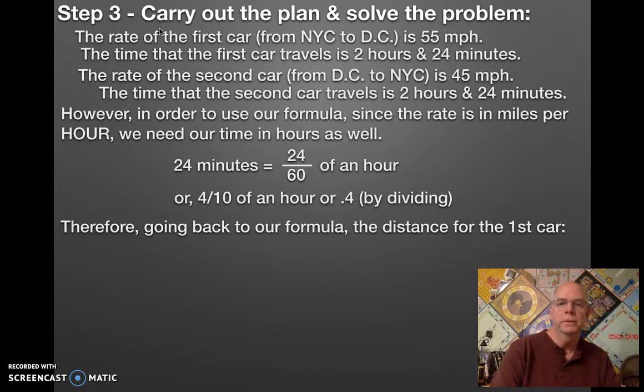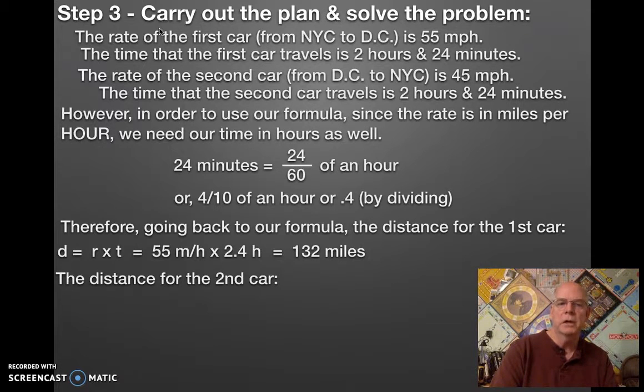So going back to our formula, the distance for the first car is rate times time. Its rate is 55 miles per hour, per in math means division, times the 2.4 hours that we have. So the hours on the bottom and the 2.4 hours on top cancel, and 55 times 2.4 is 132, and then miles is what's left over. So the first car travels 132 miles. The distance for the second car, same thing: distance equals rate times time, so its rate is 45 miles per hour, and its time is 2.4 hours, same time again. If we multiply those, we get 108 miles.